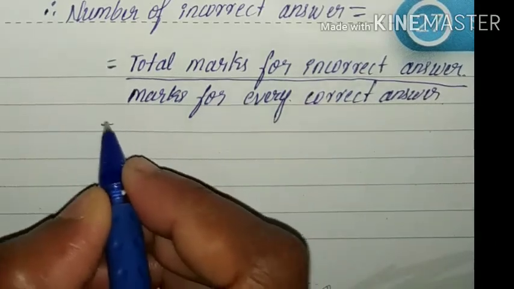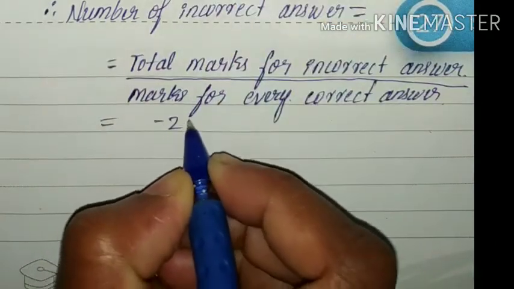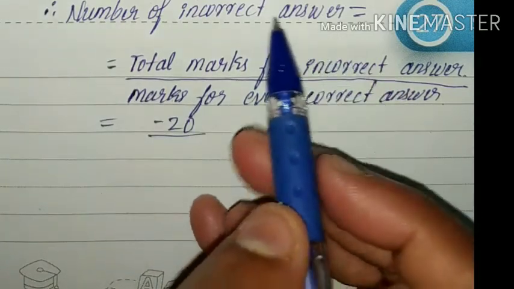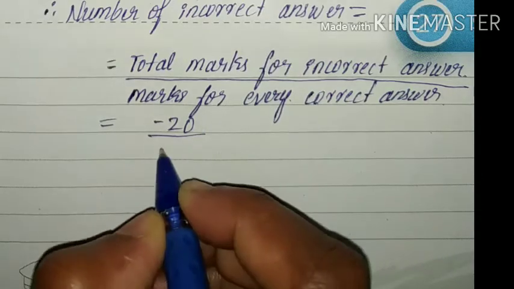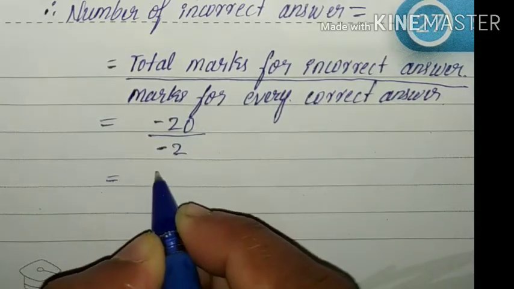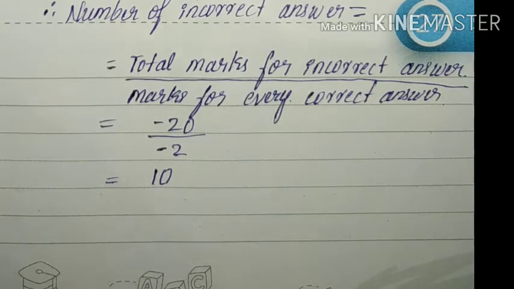So marks for every incorrect answer is what? Minus 2. Total marks for incorrect answers is minus 20, so minus 20 divided by minus 2, right? So the answer is 10. So hence Radhika attempted 10 questions incorrectly.